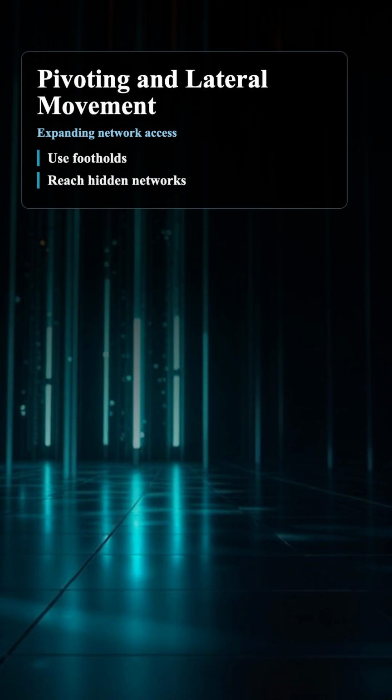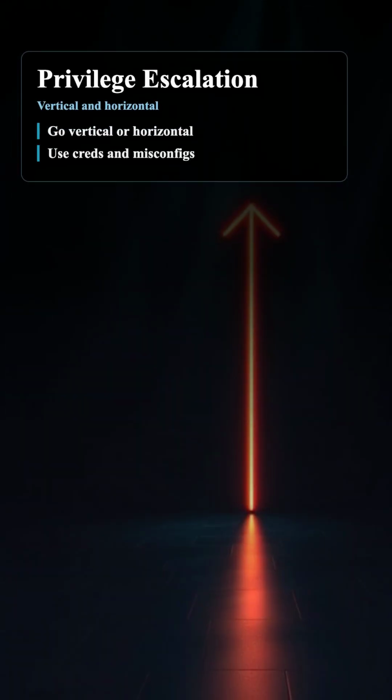Let's talk about privilege escalation. Privilege escalation comes in two forms: vertical and horizontal. Vertical escalation means gaining higher privileges, such as moving from a standard user to administrator or root. Horizontal escalation means moving to other accounts at the same privilege level to access their data or rights.